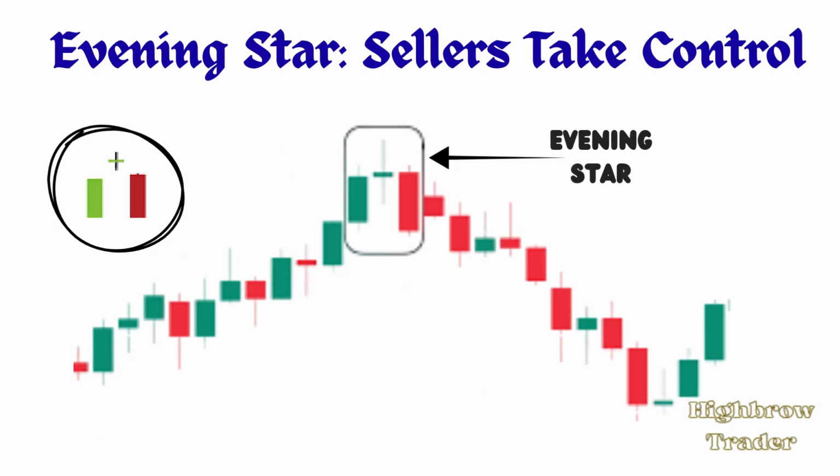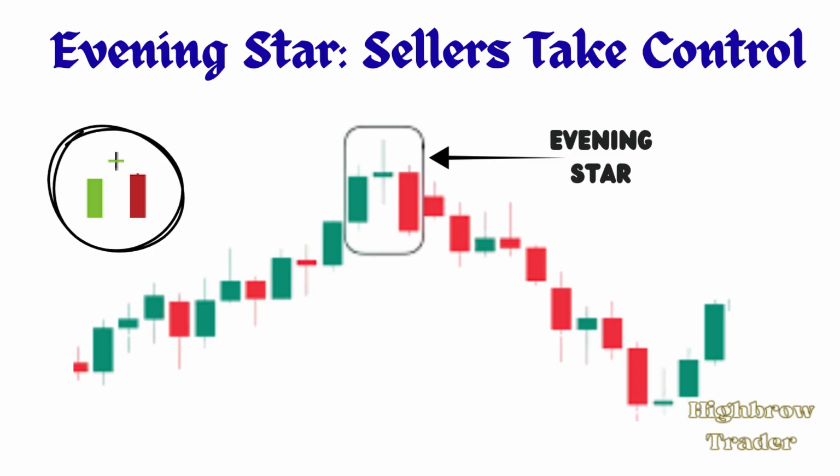An evening star is a 3-candle bearish reversal pattern found after an uptrend. The first candle is a strong bullish candle, continuing the upward move. The second is a small-bodied candle, or doji, reflecting uncertainty. The third candle is a strong bearish one that closes well below the midpoint of the first candle, confirming that sellers have taken over. Look at the chart below. Observe a long green candle followed by a small-bodied candle and then a long red candle, signaling a potential reversal to the downside.